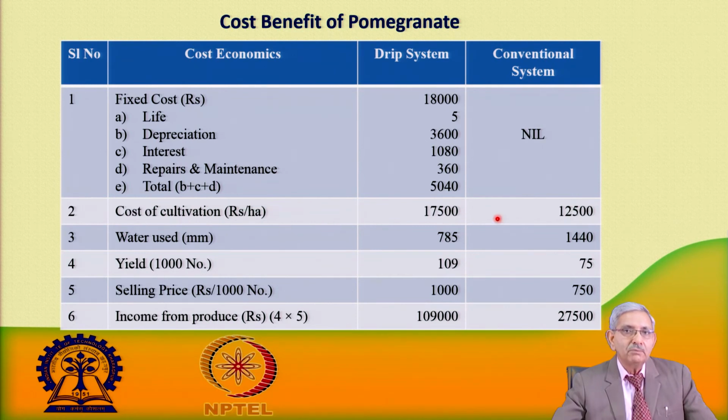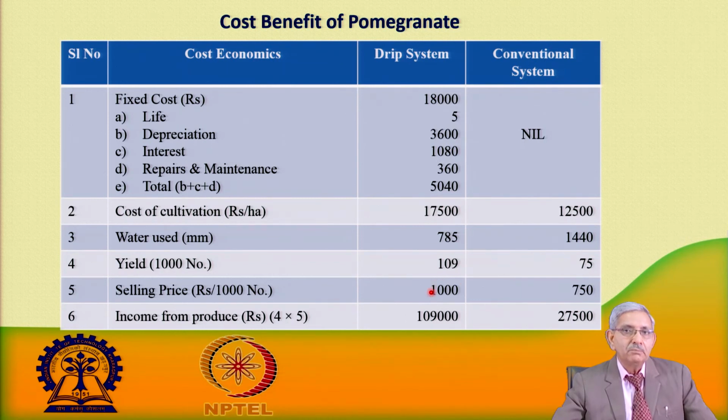Now, total cost of cultivation has been worked out, and then the amount of water which has been given. When we are taking the conventional system, this particular part is nil in case of the conventional irrigation system. And the cost of cultivation in case of drip is more, because it is using soluble fertilizer and some more components. So, this is also more than the conventional system. Water used by the crop, because we are using the drip system, is 785 millimeter, here it is 1440.